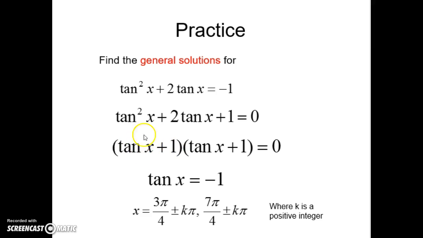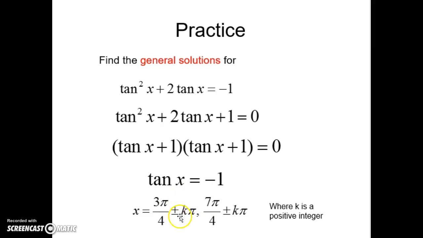If I set this factor equal to 0 and solve for tangent of x, I get tangent of x equals negative 1. So tangent equals negative 1 at some iteration of pi over 4, and it's going to be negative in either quadrant 2 or quadrant 4. It's where sine and cosine have the same magnitude of square root of 2 over 2, but have opposite signs. So that's why we would say x is either 3 pi over 4 or 7 pi over 4.